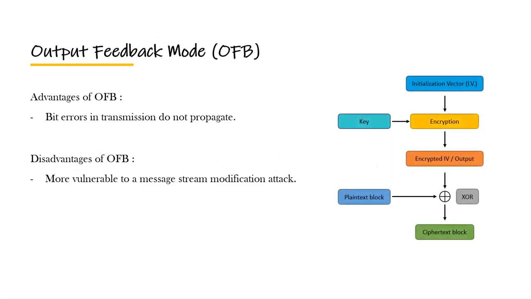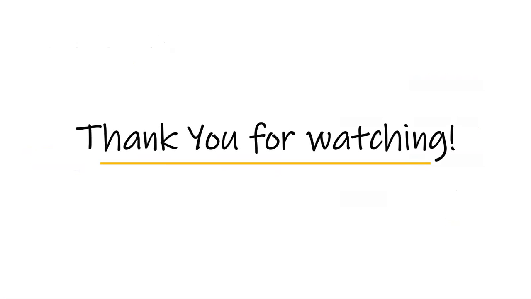Before we end the session, let's briefly look at some of the advantages and disadvantages of OFB. One good thing about OFB is that the bit errors in transmission do not propagate to other parts except the block it is located in, since the encrypted ciphertext is not brought forward to another round. However, that also makes OFB more vulnerable to message stream modification attack, which is something we will not be talking about in this session. With that, we are all done with output feedback mode, OFB.